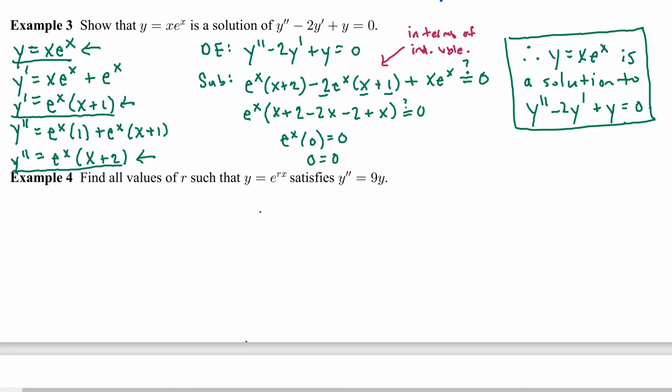Also, if for some reason I were to plug in the solution and not obtain the balance, 0 equals 0, like we did in this example, we would know that the proposed solution is in fact not a solution. Let's try another variety of problem.